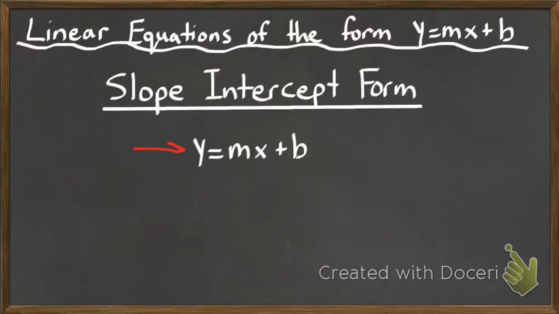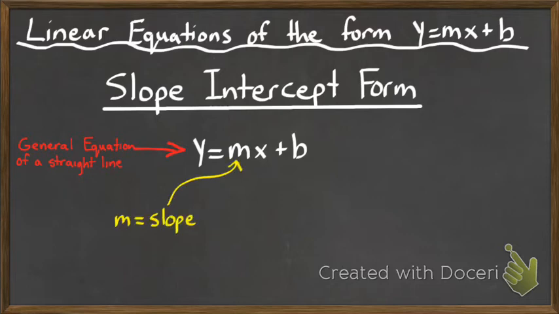So this is our general equation for a line in this form. Now, looking at this equation, there are some variables that can be defined. So the first variable we're going to look at is m. So m represents our slope.